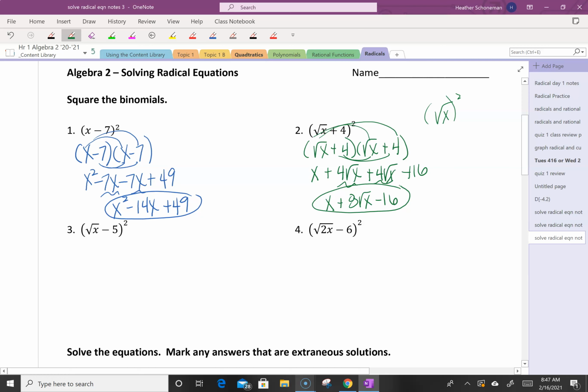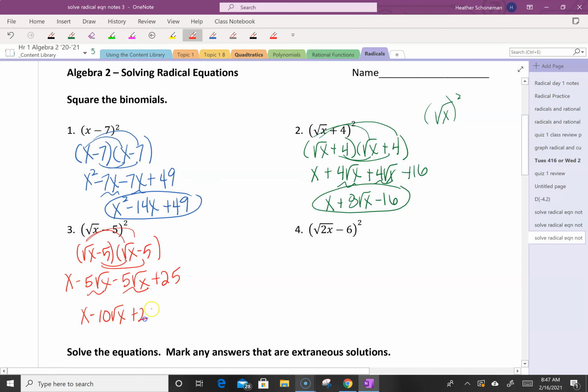All right, let's try this again on number 3. So on this one, we've got the square root of x minus 5 times the square root of x minus 5. So we'll distribute. Remember, multiplying something by itself is the same as squaring it, so it cancels the radical. So I get x minus 5 square root x minus 5 square root x plus 25. Combine like terms, and there's your final answer.